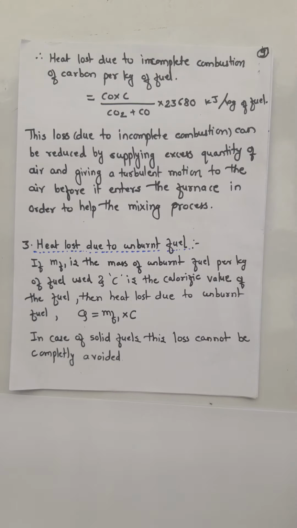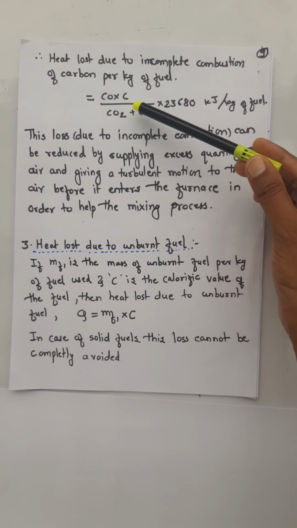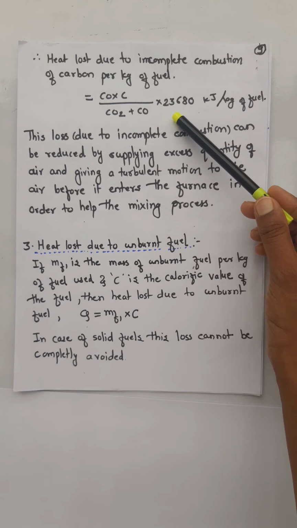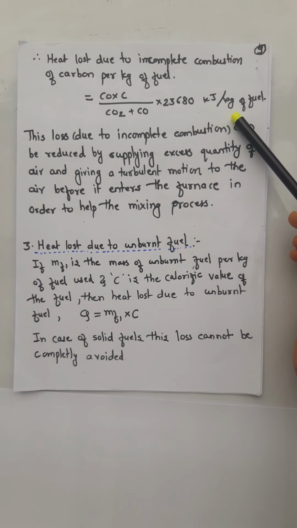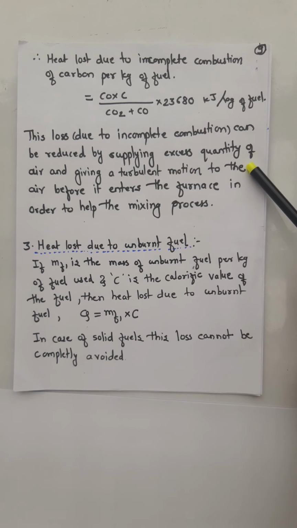Now the heat loss due to incomplete combustion of carbon per kg of fuel is given as CO into C divided by (CO2 plus CO), multiplied by 23680 kilojoule per kg of fuel. So this loss due to incomplete combustion can be reduced by supplying excess quantity of air and giving a turbulent motion to the air before it enters the furnace in order to help the mixing process.